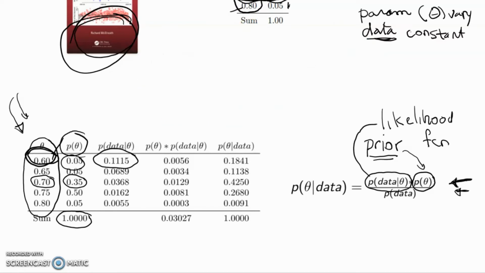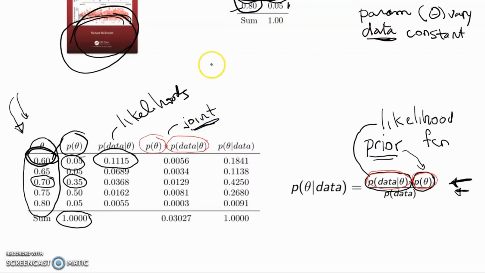So, these are the likelihoods. Now, what I'm going to do is multiply the likelihood times the prior. So, there's my likelihood. It's going to be multiplied by the prior. When I do that, what's it going to give me? Well, it's going to give me the joint distribution.